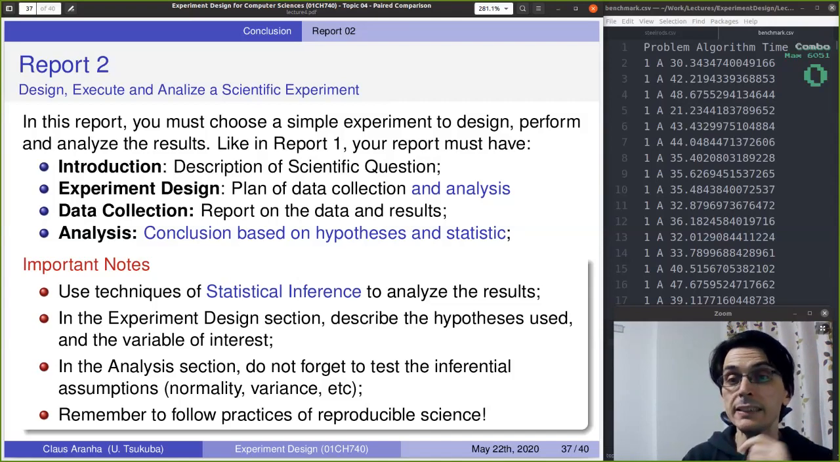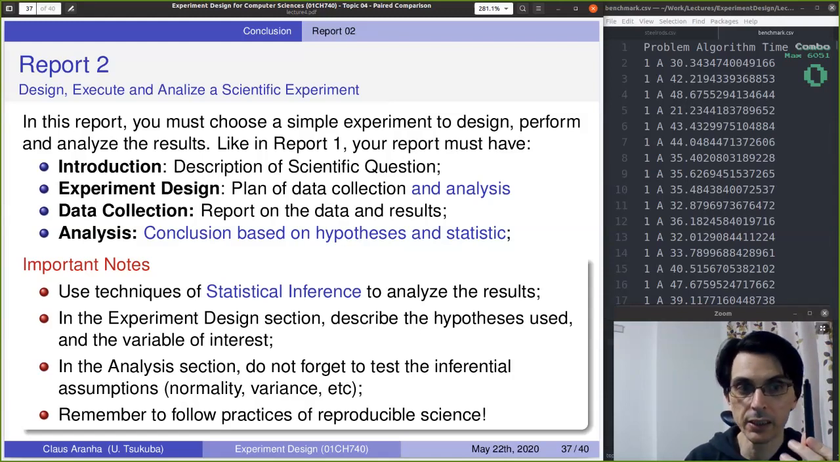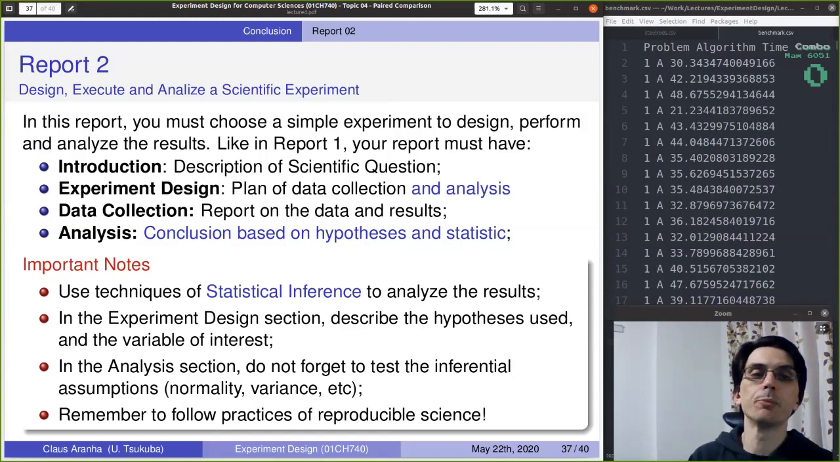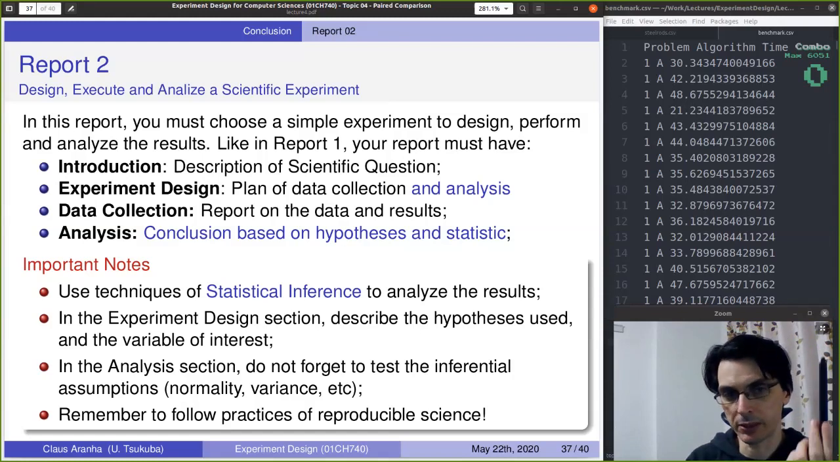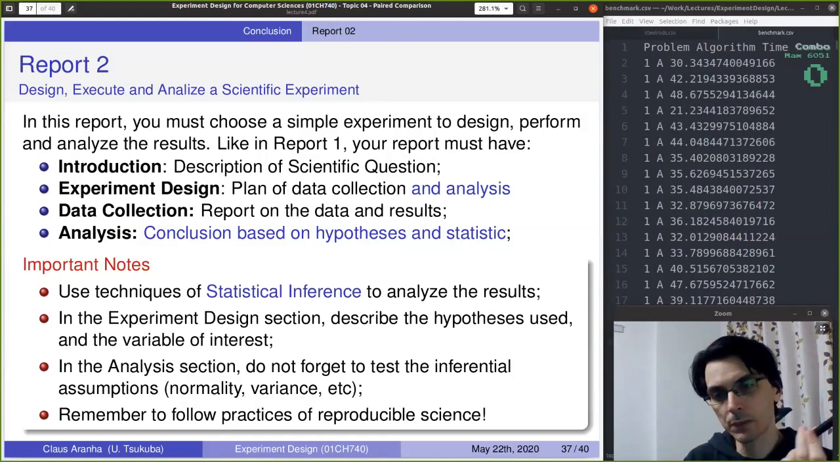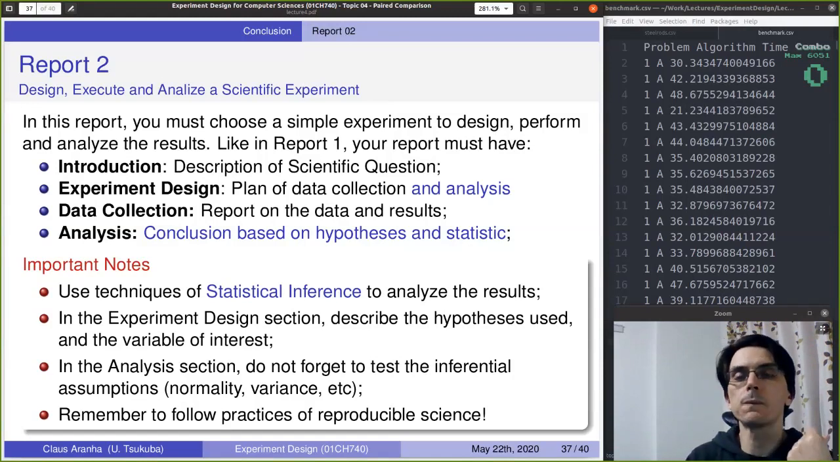Okay? In the analysis section, you must remember to check the assumptions. So you must check if your sample follows normality. If you are testing on unknown variance or known variance, you need to test your variance. If you're testing on paired data, you must show where the pairing happens, and you must show how you guaranteed independence in your experiment. So basically, the difference between report number two and report number one is that you need to do hypothesis testing in report number two, okay? And please do not forget to do reproducible science. So include what functions you use to do the hypothesis testing, and what functions you use to do data processing. So include the code together with your report.